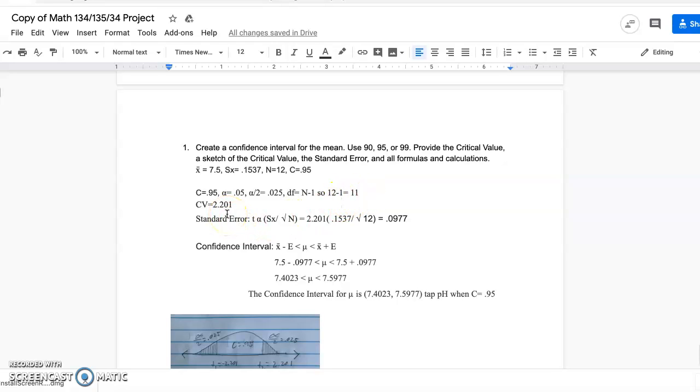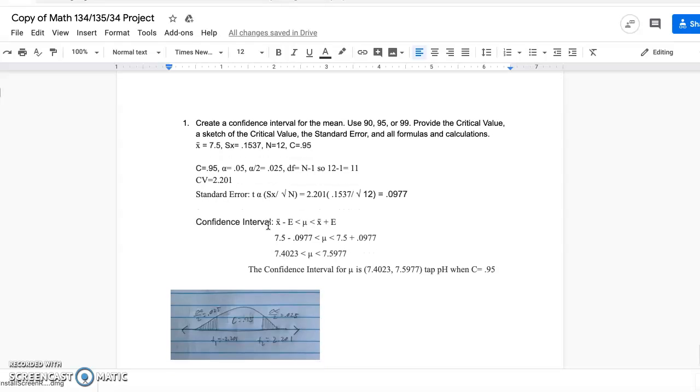To find our critical value, we did the inverse t on the calculator, and we plugged in the numbers that were needed, and we got 2.201 for our critical value. For the standard error, this is the formula right here. We plugged in the numbers: 2.201 multiplied by the s, which is 0.1537, divided by the square root of n, which would be the square root of 12. And we did the math here, and we got 0.0977 for the standard error.